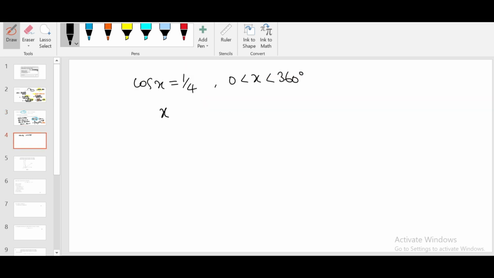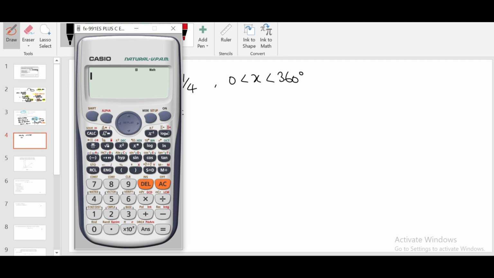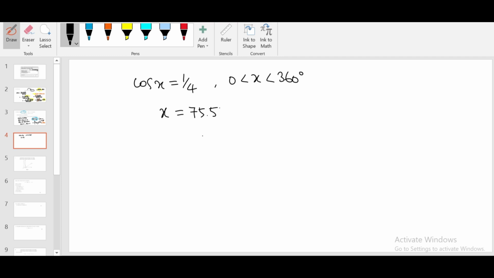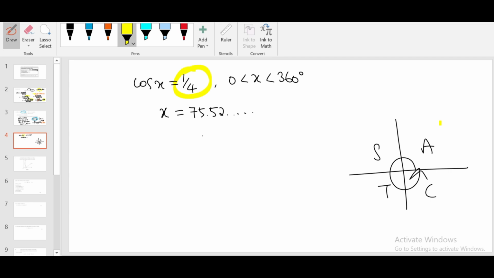First find the principal value. Cos inverse of 1 over 4. Use degree mode. Cos inverse of 1 over 4 is 75.522. I'm going to store the value as A. That's not the solution, that's a principal value. Now use the CAST diagram, the ASTC diagram. From 0 to 360, look for the quadrant where cos theta is positive, which is here and here. So the angle is theta here, 360 minus theta here.